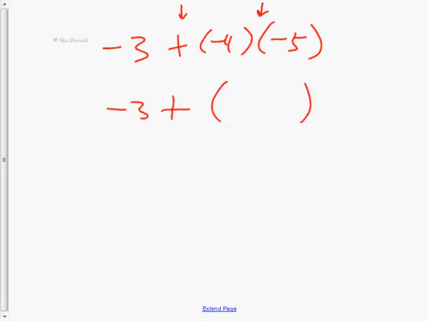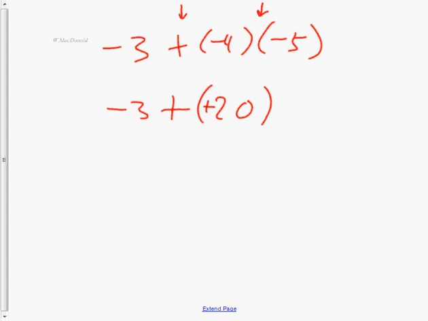4 times 5 is 20. Negative times negative is a positive. Now I probably wouldn't use brackets, but I'm going to. You might see me write it like this, right? Negative 3 plus 20. That's also the same thing. But just to keep things kind of easy, I will put a bracket there.